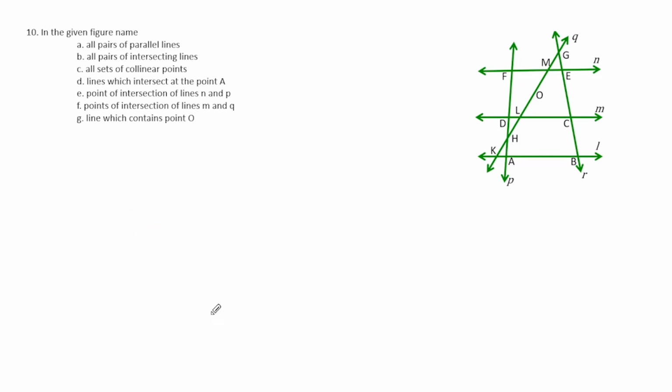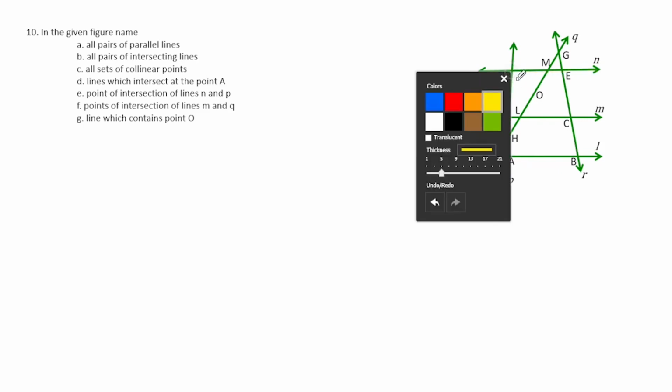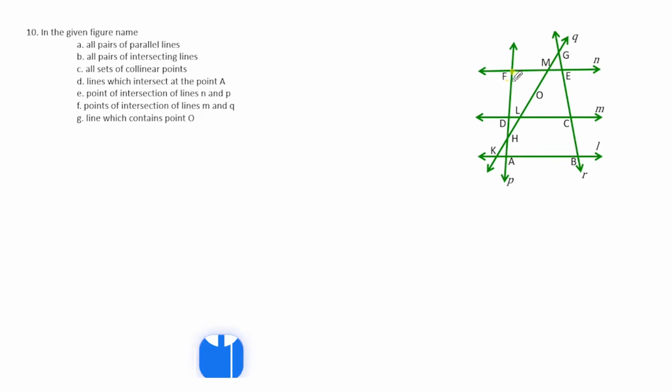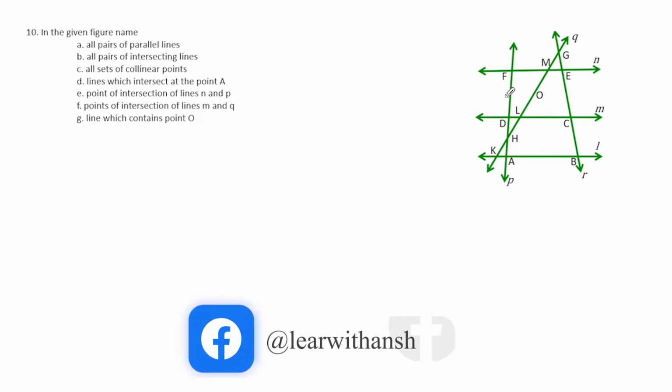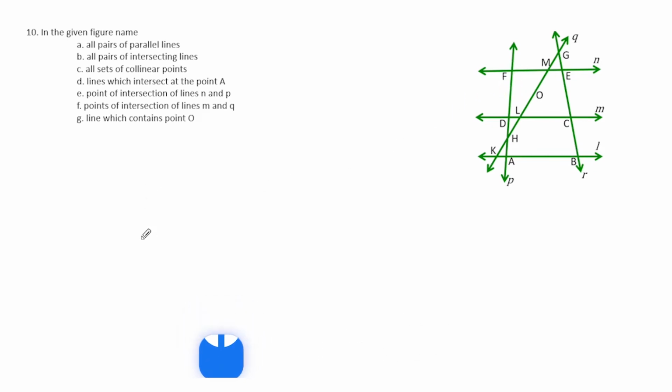Now the E bit, point of intersection of lines N and P. So where is line N? Here's line N. And where's line P? Here's line P. So this is the point of intersection, and the point is F. So F is the point of intersection.